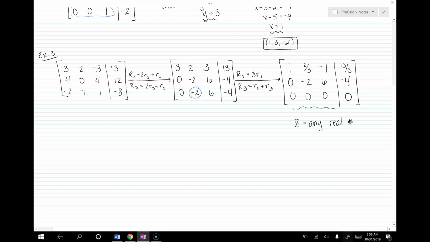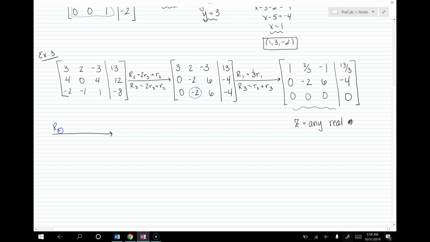So we have to be able to write X and Y in terms of Z, because we've just now stated Z is any number. So if we plug a random number in for Z, we have to be able then to solve for X and Y. We have to write it in terms of Z. Before we do that, let's finish our row echelon form.